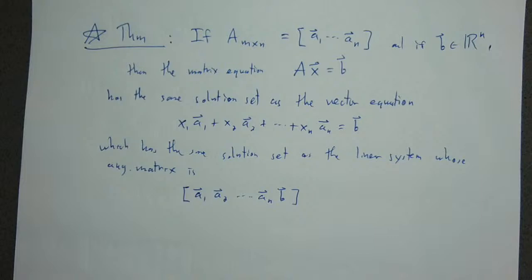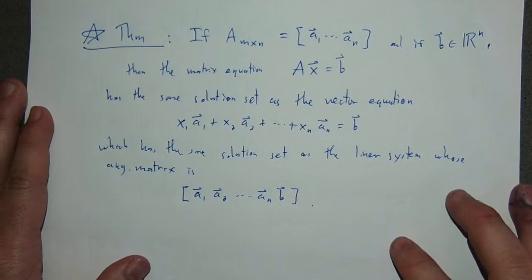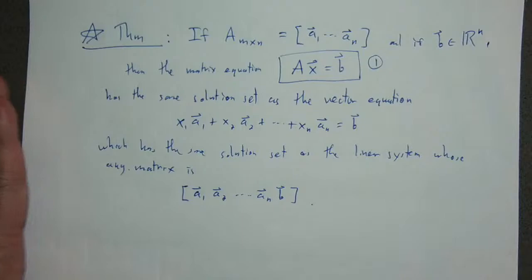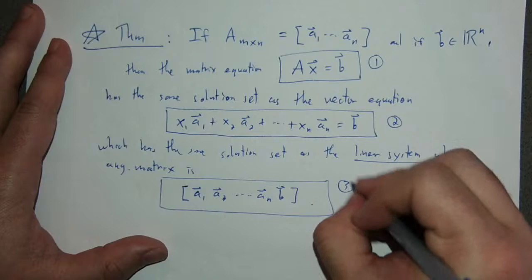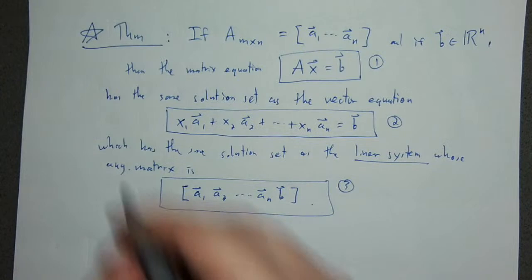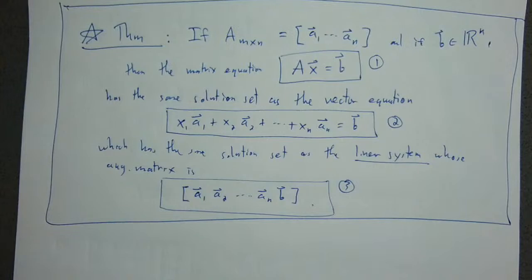So this gives us three ways of thinking about a linear system. There's the matrix way, as a matrix equation. There is the vector equation way. And there is the linear system way. And what this theorem says is that these three ways are completely equivalent. It doesn't matter which of these three ways you use to think about it, you get the exact same solutions.